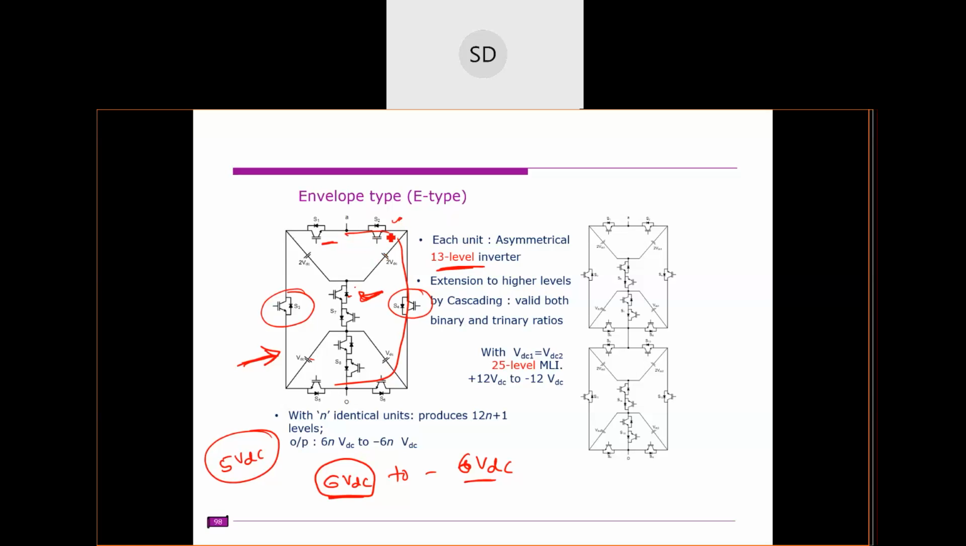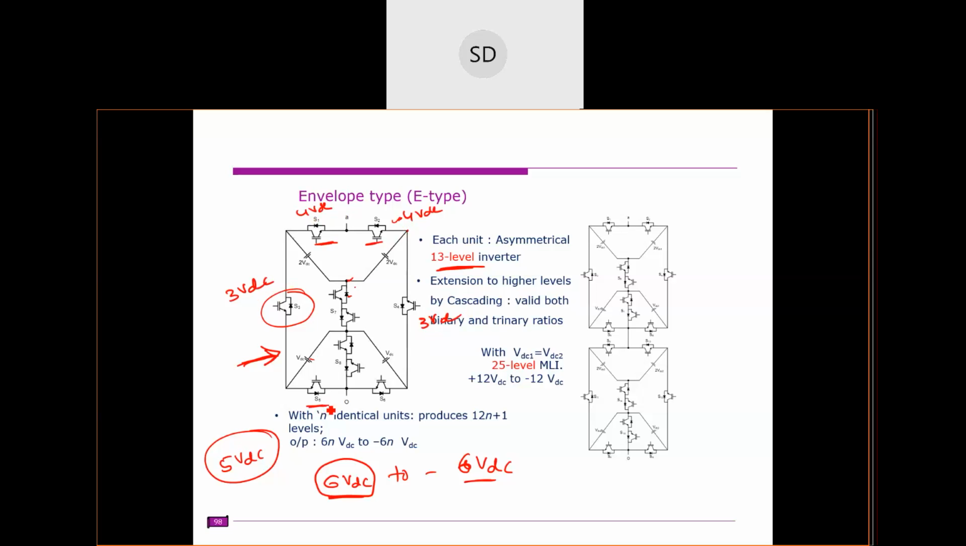If this is on, this point is connected here. That means 2 DC sources are in common series, so it is supposed to block 4 VDC. Agree? So this switch S2 is also supposed to block 4 VDC. So this is 3 VDC, this is 4 VDC, and this is also 4 VDC.